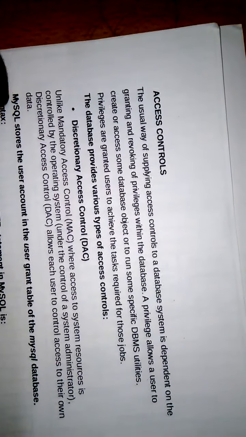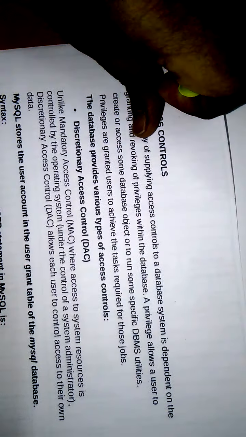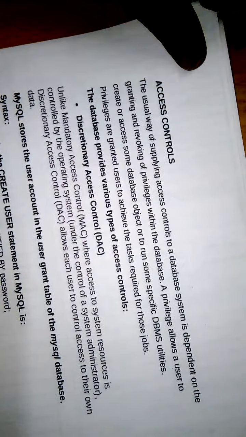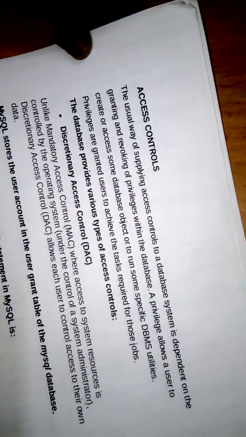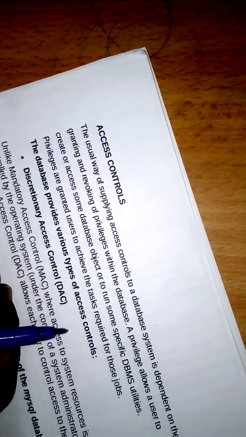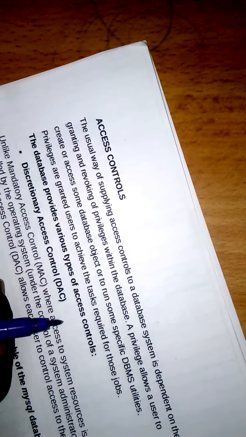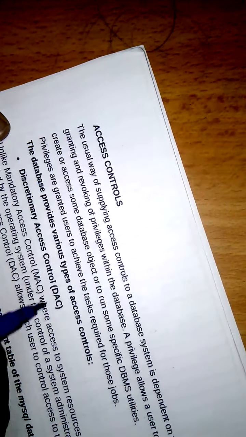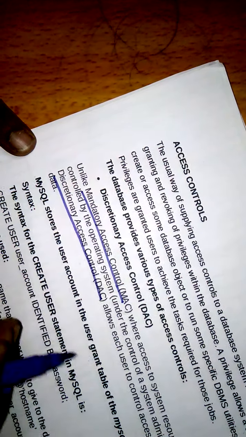Hello students, in this video we will discuss access controls. Access controls means giving access to the users to access the database in a system. So we can say these access controls are of two types, that is mandatory access control and discretionary access control.